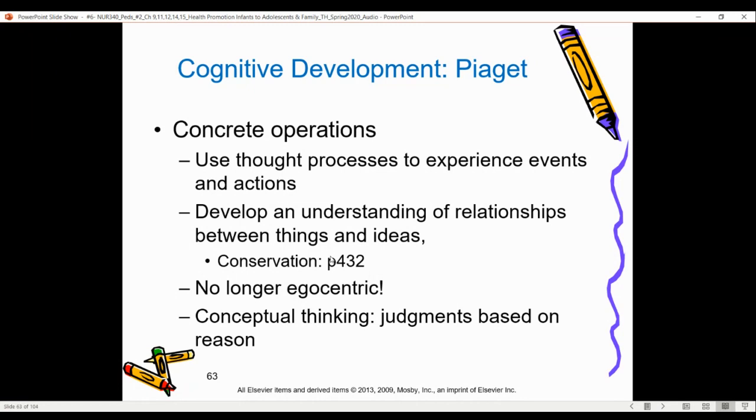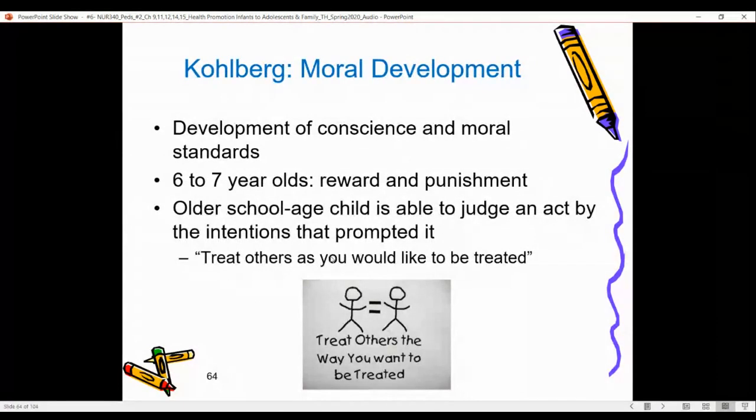Their judgments are now starting to be based on reasons, but their moral development is still working towards full development. So Kohlberg with moral development. The 6 to 7 year old, the younger school age child, is still reward and punishment based, just like we just talked about with the preschool kids. So they do something bad, they get a punishment.